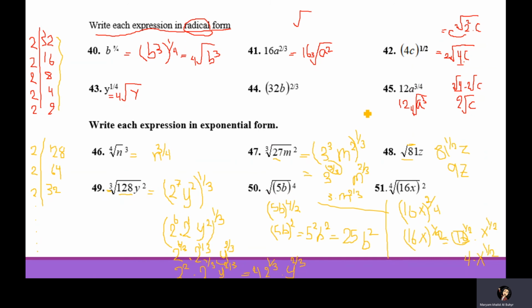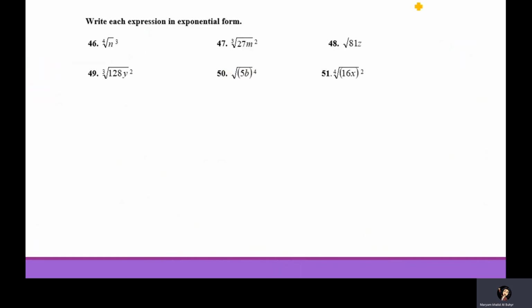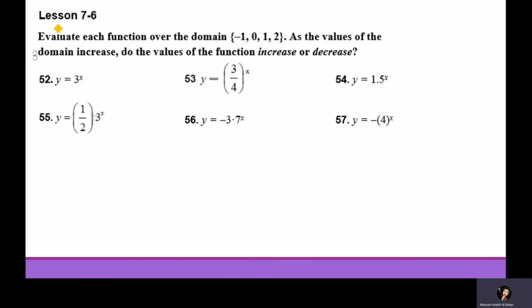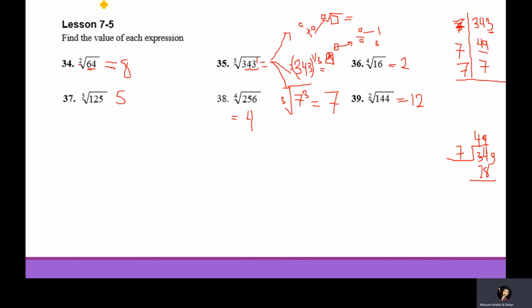Try to review them and do all the exercises that I gave you before, also in the class and in the homework. So here we have: write each expression in exponential form. That's exactly the same thing I did here, but I repeated them here maybe because I needed a space, and I forgot I wrote them 2 times. Now here, we are done like this from lesson 7.5. These are the important things in lesson 7.5.